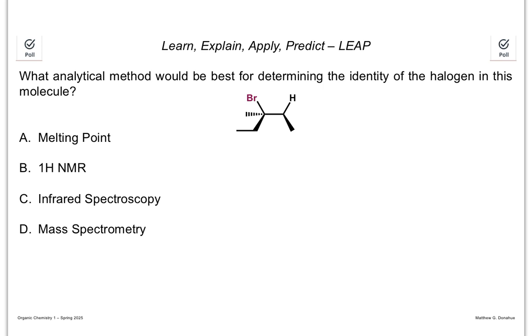What analytical method would be best for determining the identity of the halogen used for the reaction? I think I heard D, so mass spectrometry. Remember, bromine gives a 1-to-1 ratio of M to M plus 2. So the parent, then the parent plus 2, because of bromine-79 and bromine-81. Those naturally occurring isotopes occur in a 1-to-1 ratio.